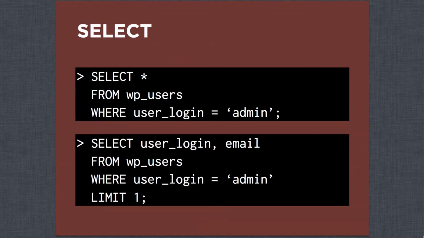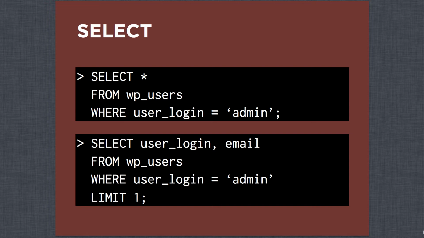So here are some other select commands. Select star from WordPress users where user login equals admin. And we'll be able to run all these queries next week when we install WordPress. Select user login, email from WordPress users where user login equals admin, limit 1. This limit command will only allow MySQL to return one row in the database. So that speeds things up a little bit.